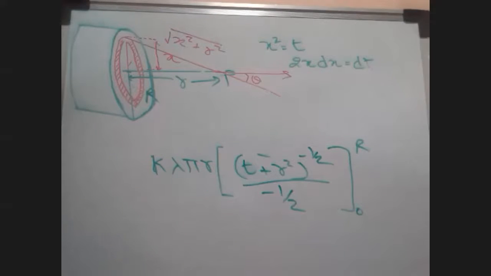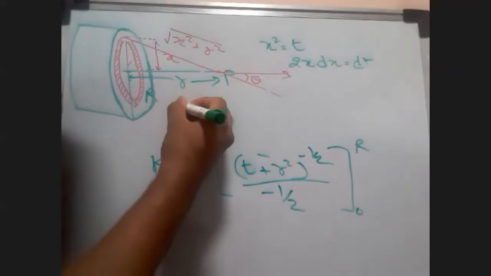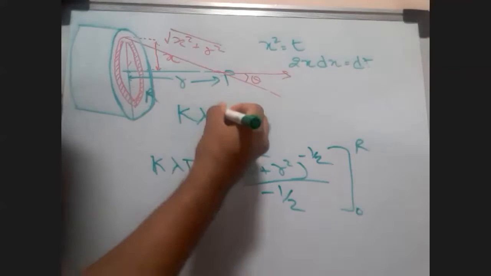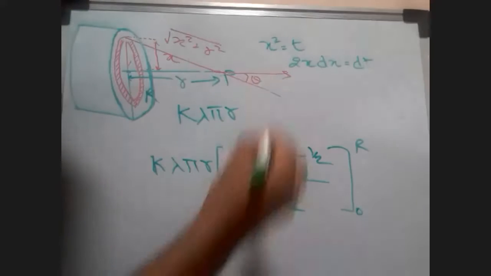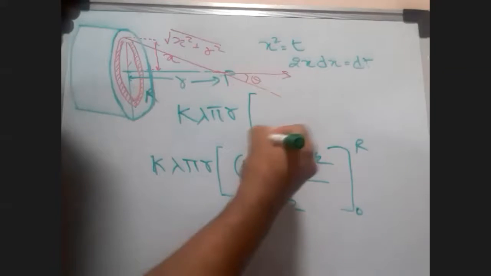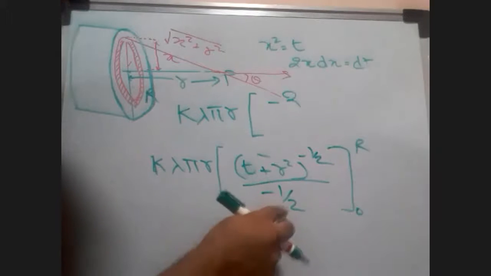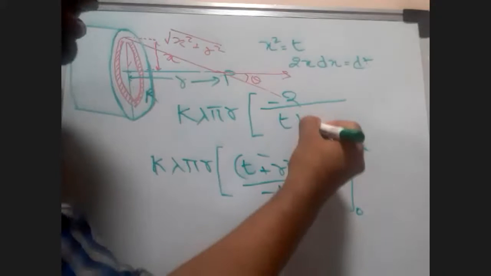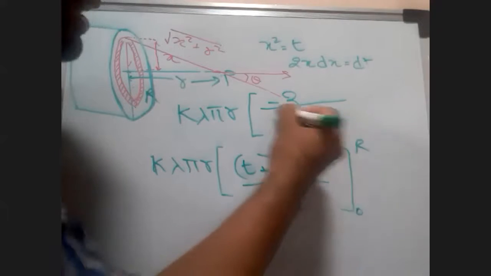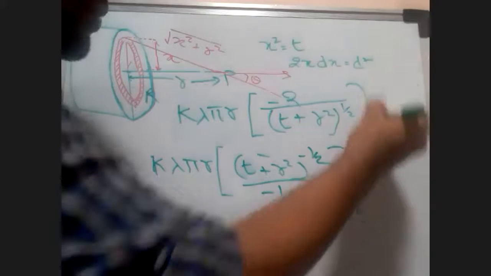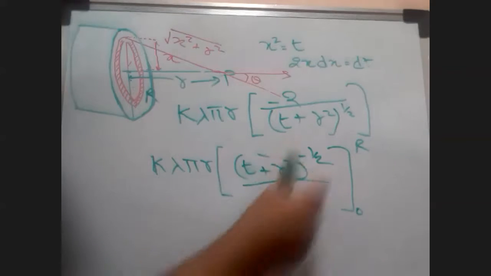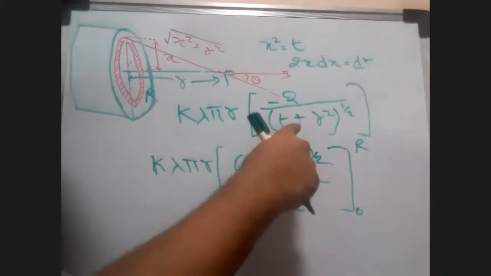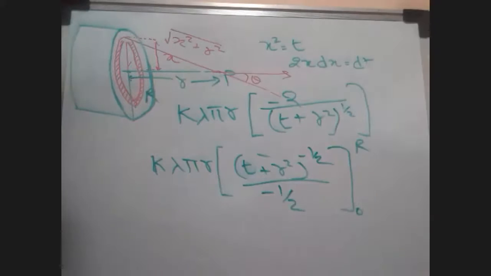Is this understood? Now, what we will get is k lambda pi r, then minus 2, because of the reciprocal of minus 1 by 2, upon (t plus r square) whole raised to 1 by 2. Because this is (t plus r square) raised to minus 1 by 2, I took it down, so it is 1 upon (t plus r square) raised to 1 by 2.